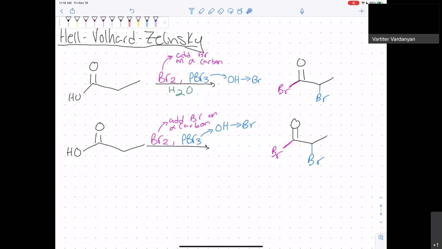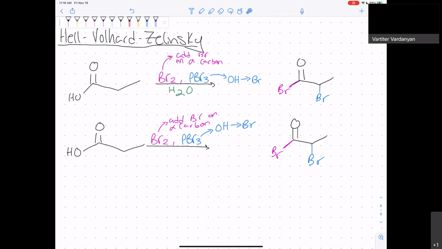So I'll have you guys remind me, what does Br2 do? It puts a Br on the alpha carbon, and then the PBr3 turns OH to Br. Cool. So we have the intermediate. For the second reaction, we're done. That's all we can do. So this is our final product.